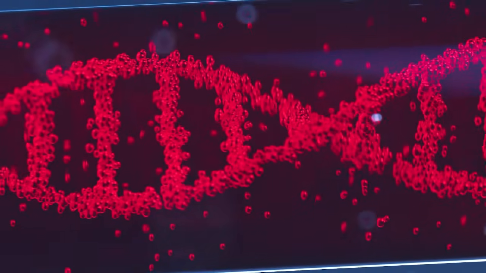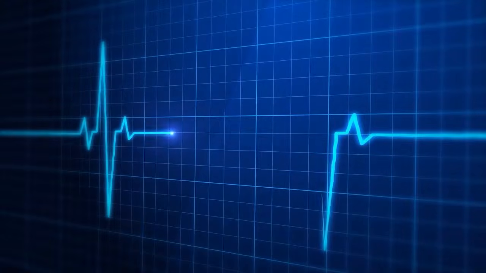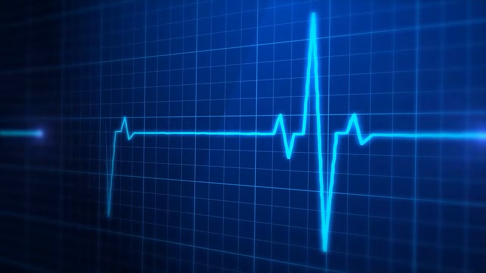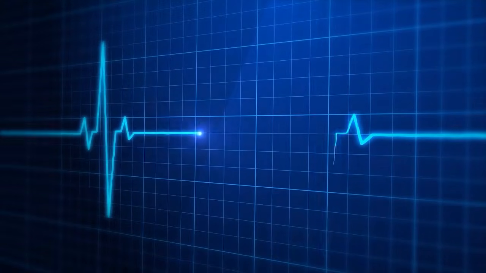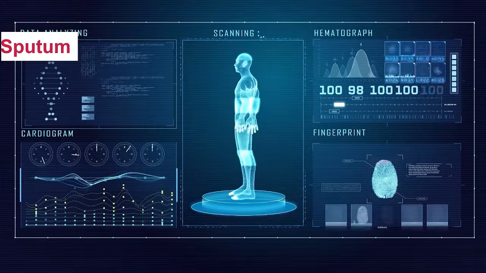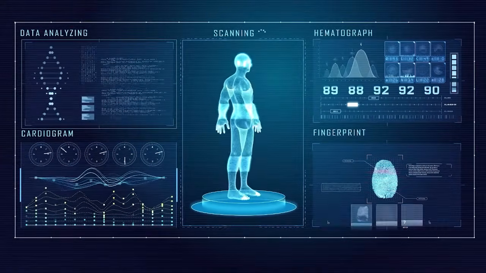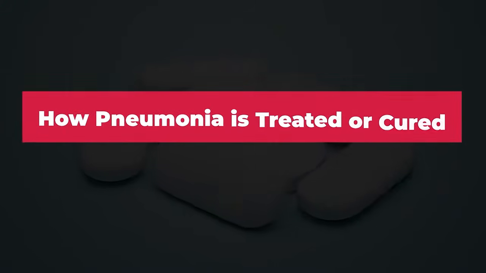Blood tests may be ordered to check white blood cell levels and inflammatory responses, and oxygen levels may be measured using a pulse oximeter, which clips onto a finger. In some cases, doctors may collect a sputum, phlegm sample, or perform additional scans or tests to determine the exact organism responsible for the infection. How pneumonia is treated or cured.